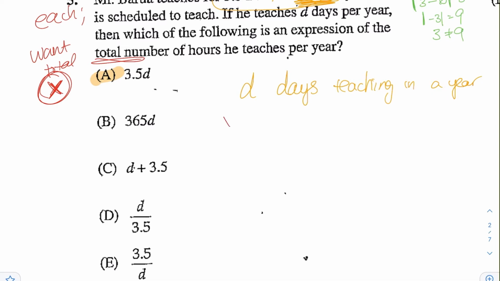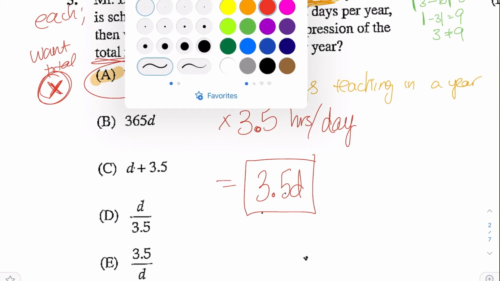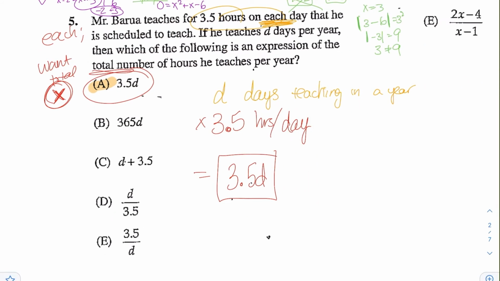So we'll take the D times 3.5 hours. So D days times 3.5 hours a day will be equal to 3.5D. And that's choice A. The other way to do this question is just to plug in random numbers. For example, he teaches 3.5 hours each day for 10 days, a year, whatever. Then you can substitute into all the choices with your really nice, easy numbers and use the process of elimination until you get to one choice.